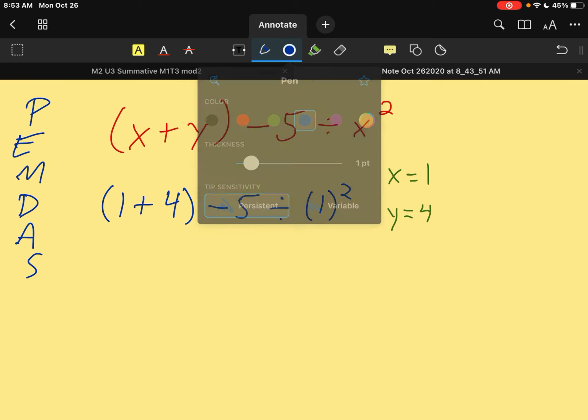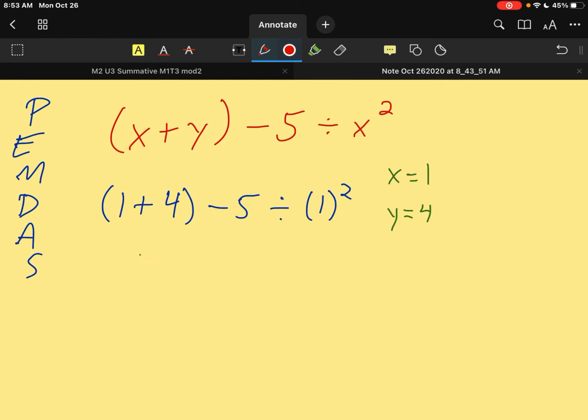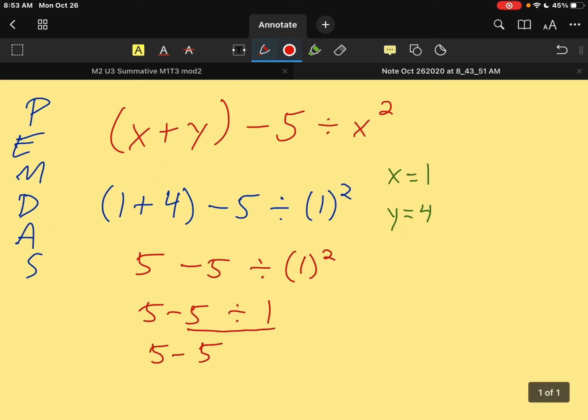Okay, so let's do the parentheses. So 1 plus 4 is 5. And that's all I did, is the parentheses. Now I do the exponents. Okay, so that's all I'm going to do is the exponents. Everything else comes down. 1 squared is 1 times 1, which is 1. Then I do division. So I'm not going to take care of the subtraction yet. 5 divided by 1 is 5. And then 5 minus 5, do the last thing, equals 0.